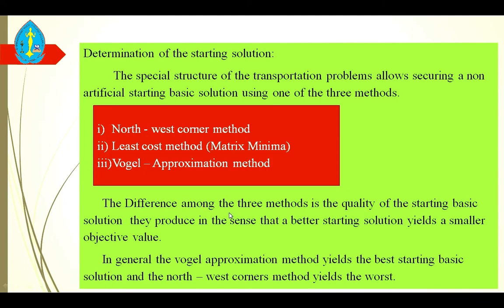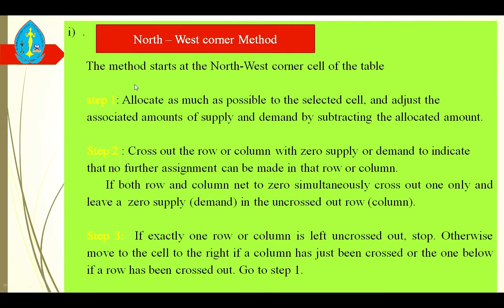The difference among the 3 methods is the quality of the starting basic feasible solution they produce, in the sense that a better starting solution yields a smaller objective value, because our objective is to minimize the transportation cost. In general, Vogel's approximation method yields the best starting basic solution, and the northwest corner method always yields the worst result.